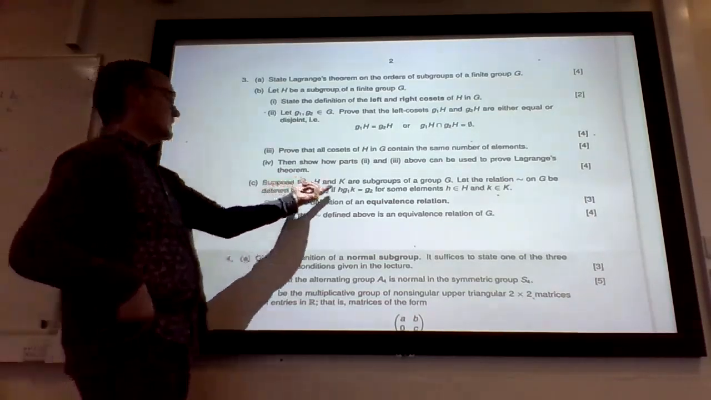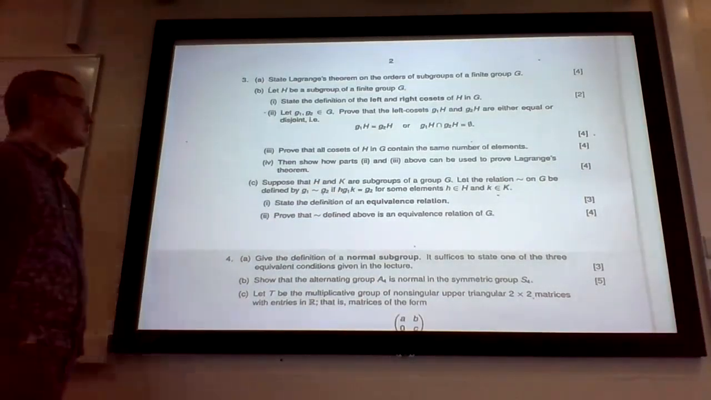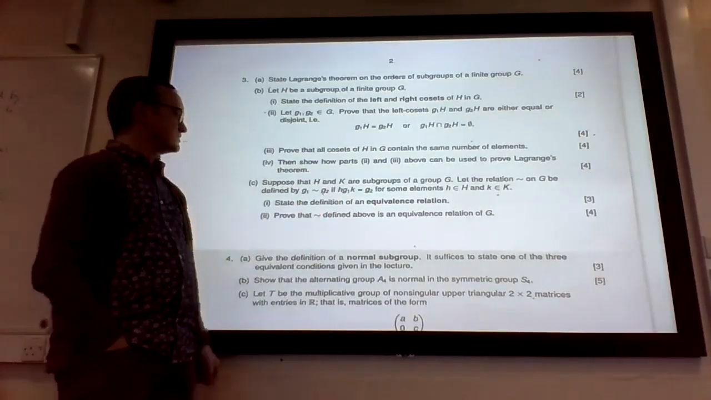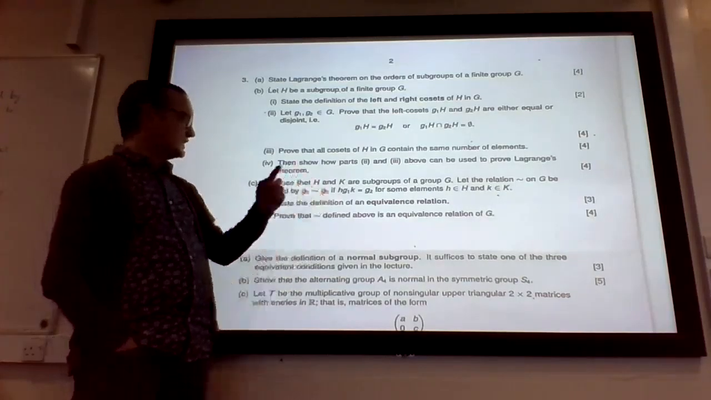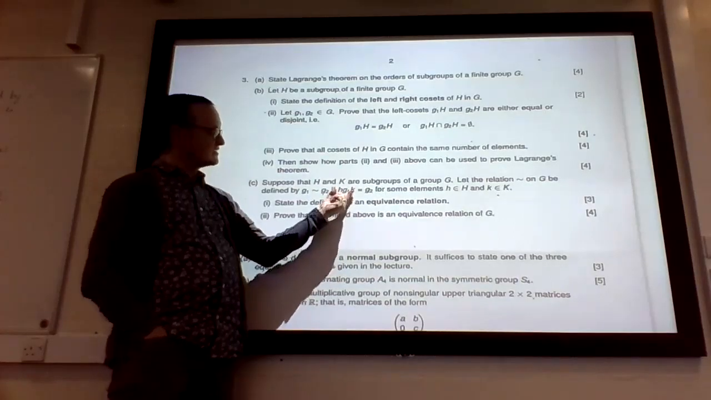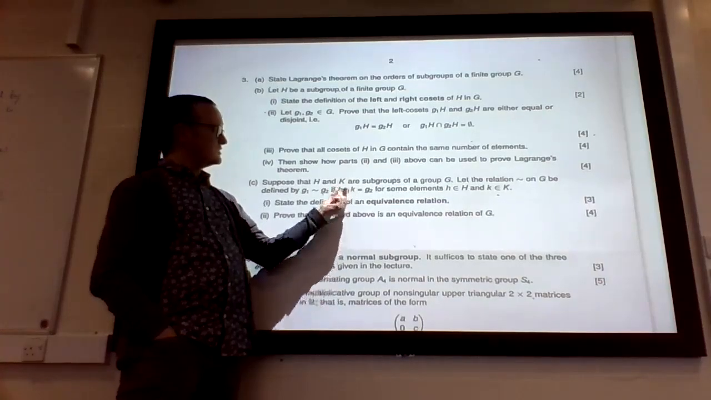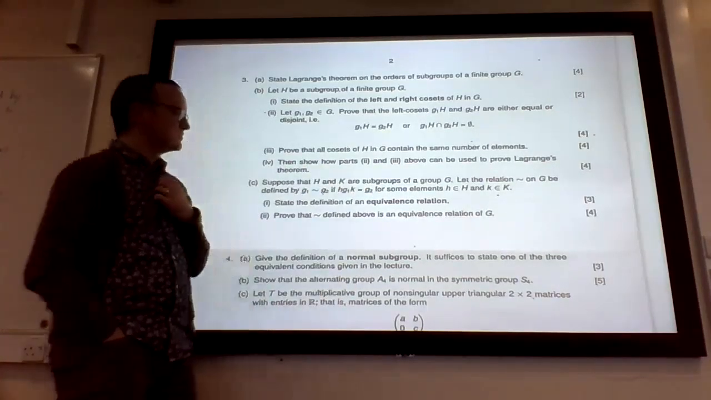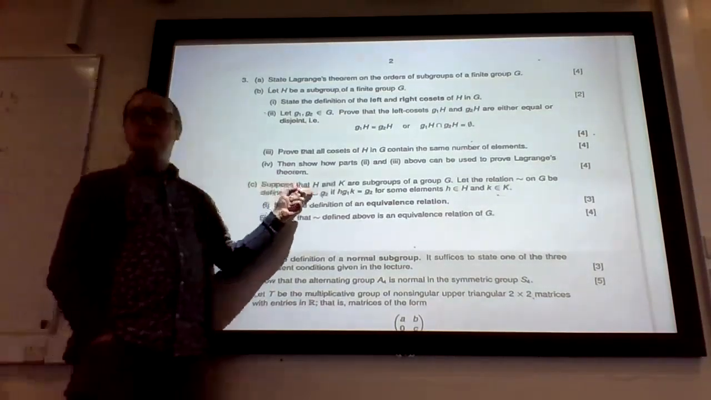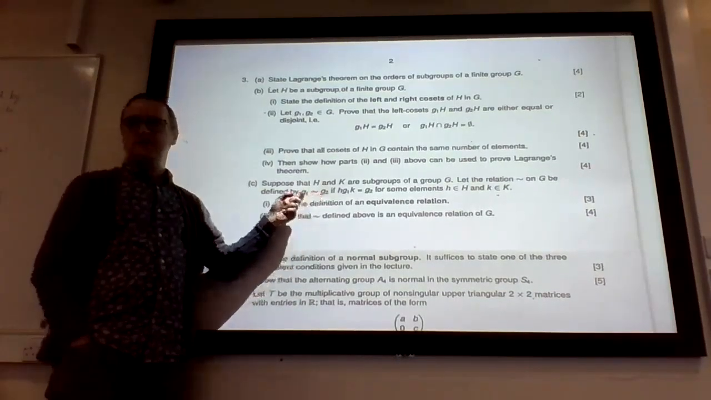But you're showing here that if you've got any two subgroups H and K, you can define a relation by saying two elements g1 should be regarded as related to g2 if you can find elements h and k. So this is kind of like a conjugation, except not exactly. An element h from H, an element k from K, such that h g1 k gives you g2. It turns out this is an equivalence relation, so you're asked for the definition of an equivalence relation and a proof that this relation is an equivalence.